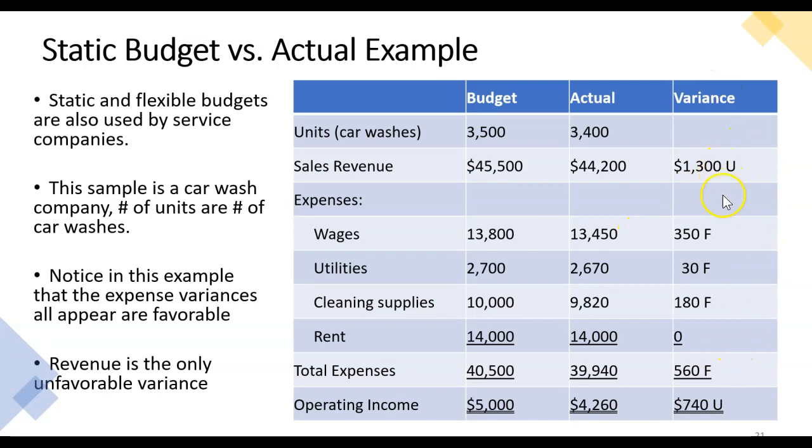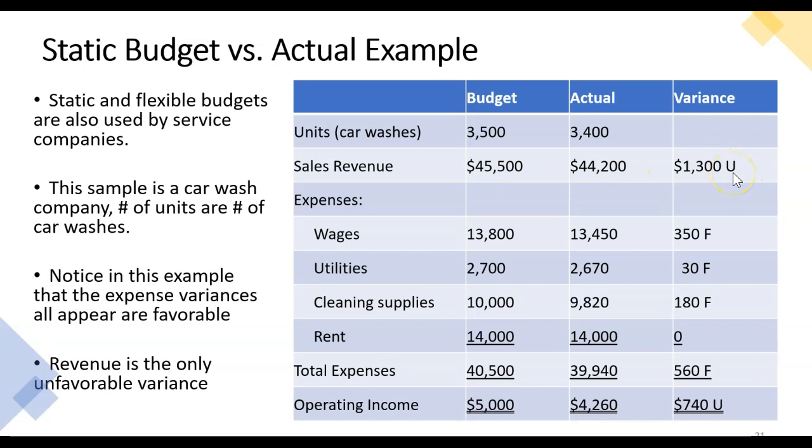How did we perform? Did we perform better, which would be a favorable variance, or did we perform worse than the budget, which would be an unfavorable variance? So if you look at this here, we had budgeted or planned that we were going to wash 3,500 cars. We only washed 3,400 cars, so we performed less than the budget. So our revenue for those 3,400 cars that we washed, we collected $44,200. So our actual revenue. And you can see that that's $1,300 less than what we should have done. So we have an unfavorable variance.